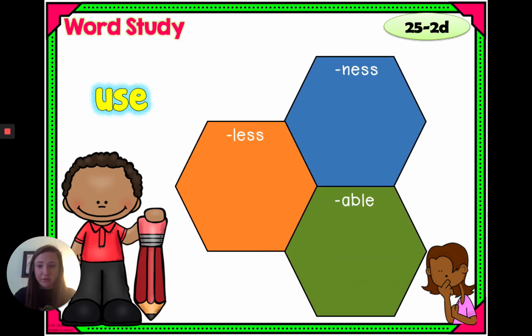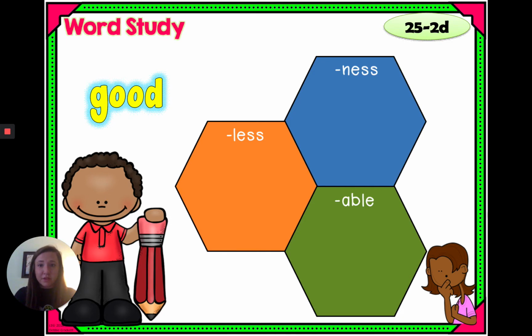For example, the first word is use. I know a suffix that I can add to the word use: useless. Like this pencil is useless without an eraser. Another word I can make with the base word use is usable. It did not show you, but I can drop the E and add A-B-L-E. This pencil is usable if it is sharpened and has an eraser.